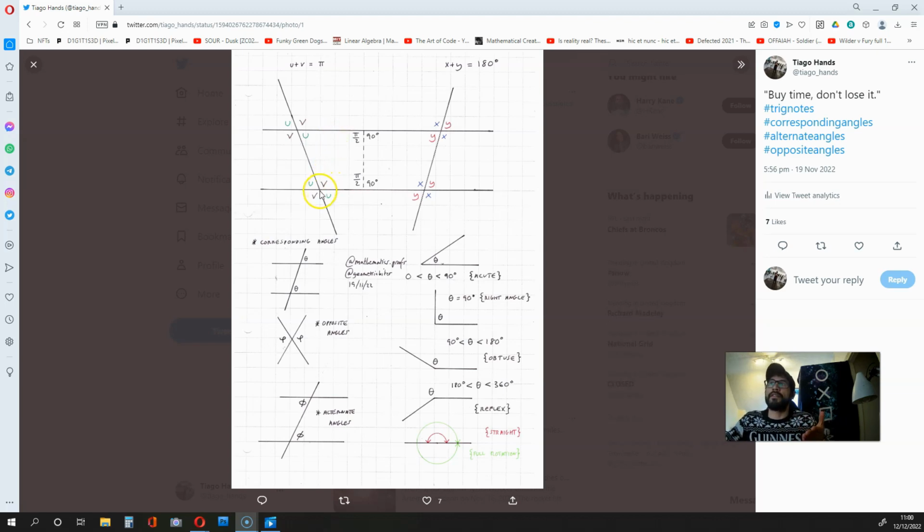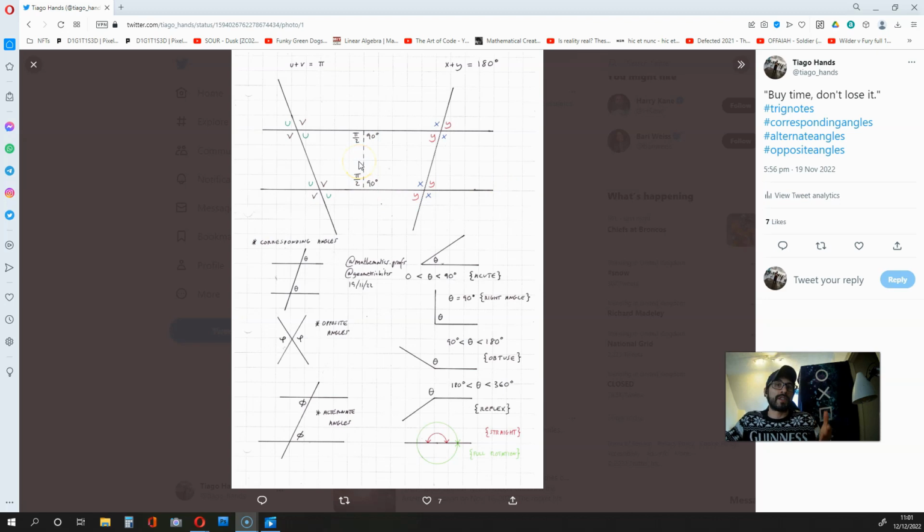Now let's say you have a similar situation down here. This is going to be true. You're going to get u plus v is 180 degrees. To the right, u plus v is 180 degrees. This is all going to be true because, as you can see here, when we draw a perpendicular line to this horizontal line up here and this horizontal line over here, we get a right angle up here and also a right angle down here.